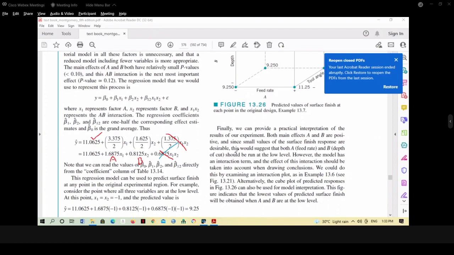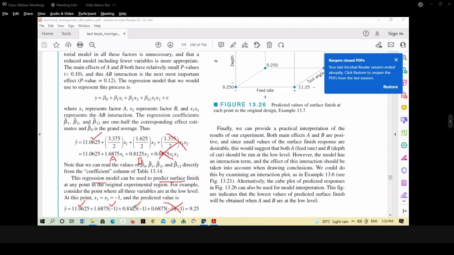Okay, and this is very important. Again, why regression model? The regression model can be used to predict the surface finish at any point in the original experiment region. That means based on our setting. For example, consider a point where all three variables are at low level. That means A1. So this is the overall mean, right? Factor A at low level, factor B at low level. In fact, you ignore this one because these are not significant.